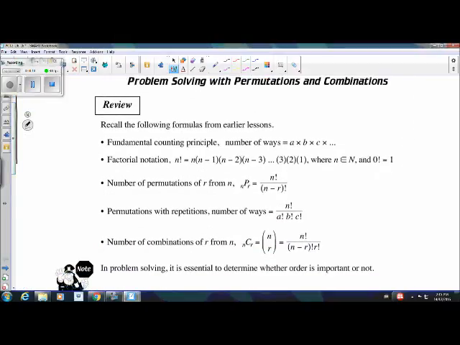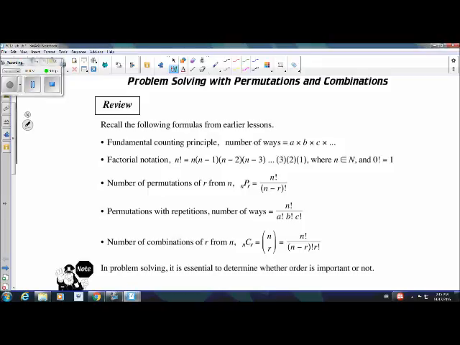So recall the following formulas from earlier lessons. We have the fundamental counting principle. We have factorial notation. We have permutations where order matters. We have permutations with repetitions, which means we have to divide out the repetitions. And we have combinations where order does not matter, which is n choose r.